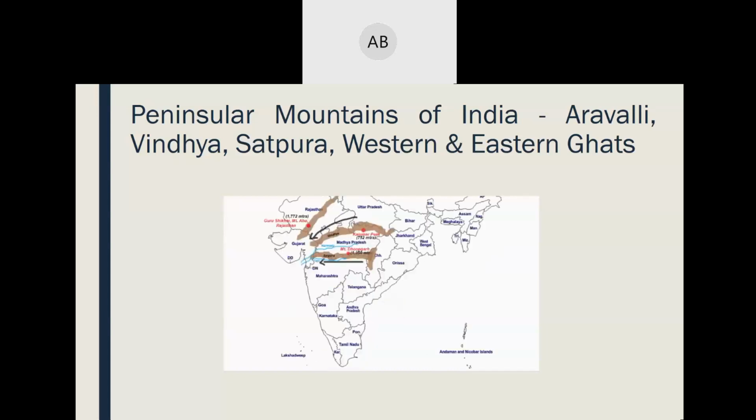If you go to the western coast, you will find a long chain of continuous mountains called the Western Ghats. They run parallel to the Arabian Sea and stretch across the western coastal states of South Gujarat, Maharashtra, Goa, Karnataka, Kerala, and Tamil Nadu. In the states of Maharashtra and Karnataka, Western Ghats is also known as Sahyadri.